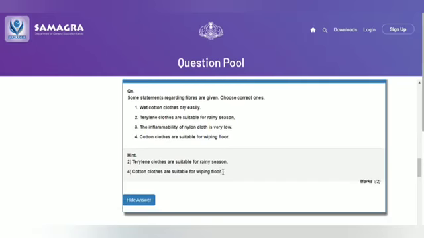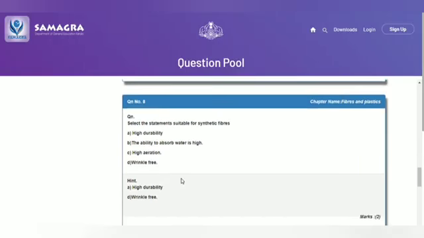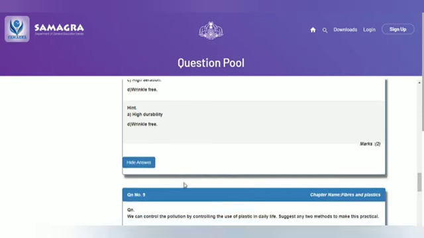The statement regarding the fibers, which one is correct? That is, sterling clothes are suitable for rainy season. Cotton clothes are suitable for wiping floor. Select the statement suitable for synthetic fibers. That is, high durability and wrinkle free.